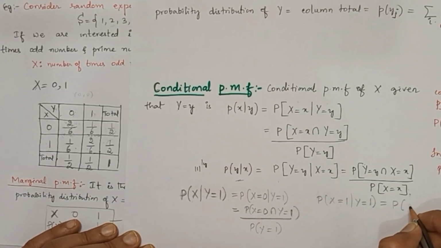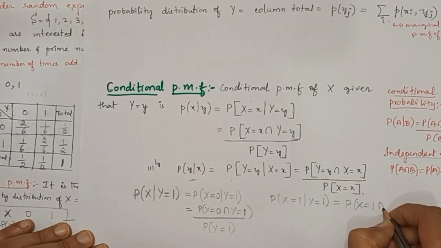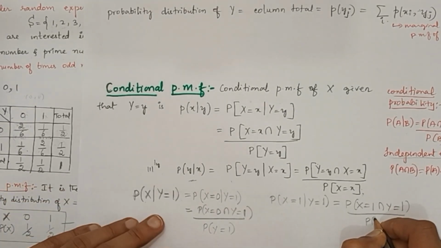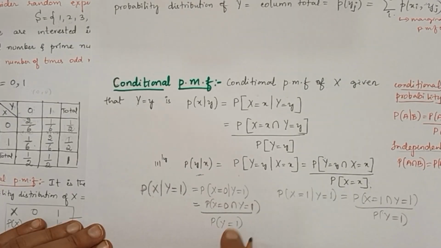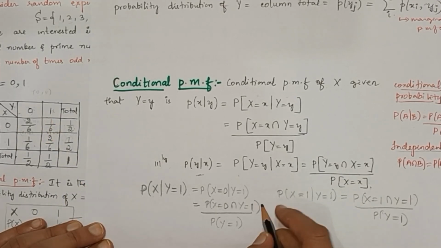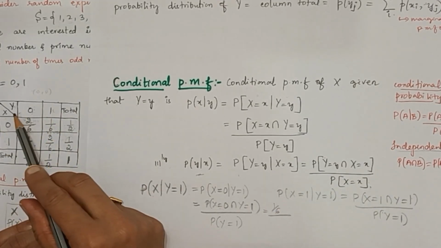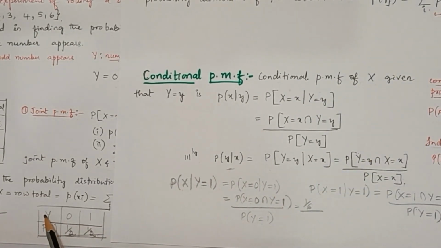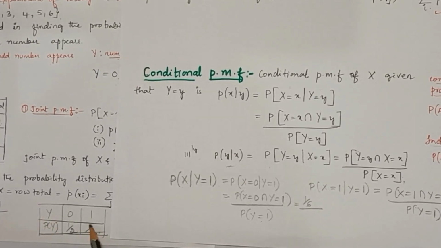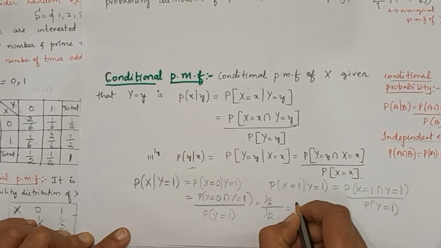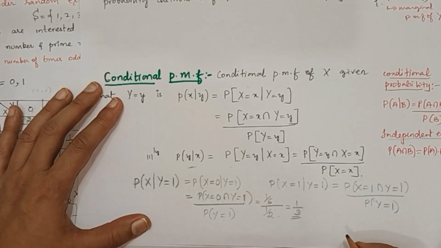So in this case, probability of x equal to 1 intersection y equal to 1 divided by p of y equal to 1. So x equal to 0 and y equal to 1, so 0 comma 1, what is the value? 1 by 6 divided by probability y equal to 1. So that means we need the marginal probability. Here we found the marginal probability. When y equal to 1, what is the value? 1 by 2. So 1 by 6 divided by 1 by 2 is equal to 1 by 3. Final answer is 1 by 3.